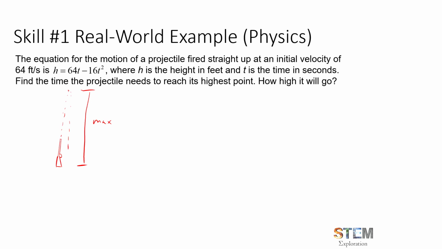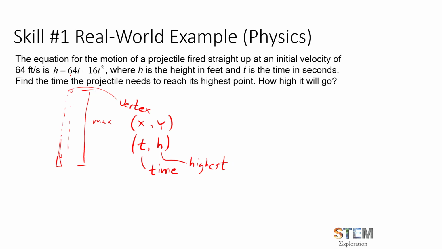And so again, what we're going to be looking for is that vertex point, because the vertex is going to give us a couple things: the x value of the vertex and the y value of the vertex, or in this given case, the t and the h. The t of the vertex will tell us the time needed to reach the highest point, and the h will tell you what the highest point is. All right, so we want to find this vertex.